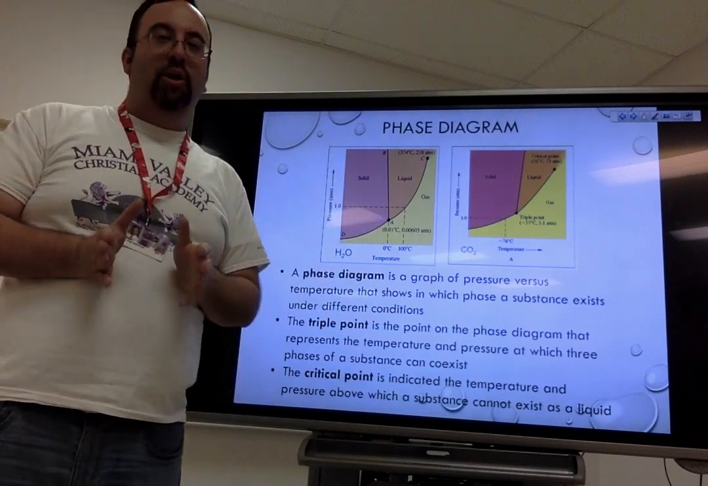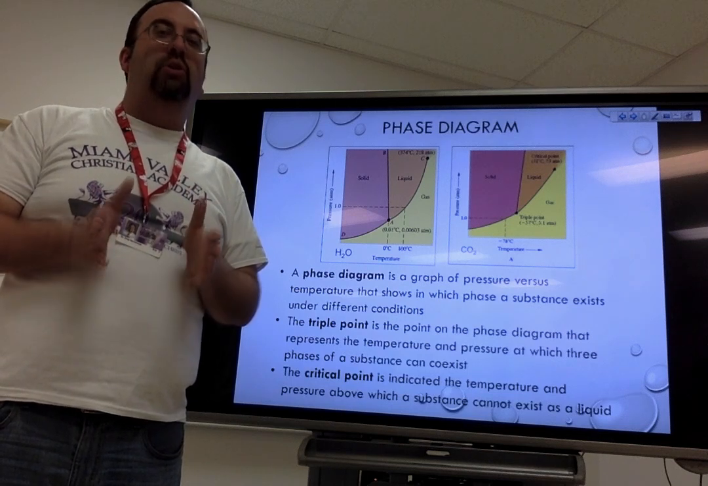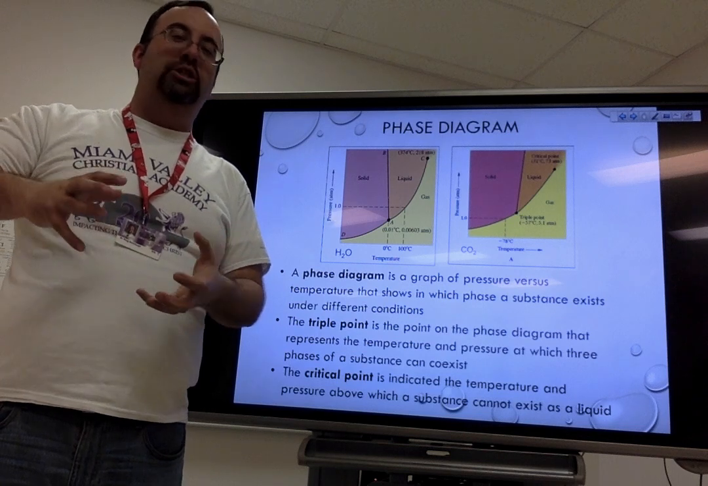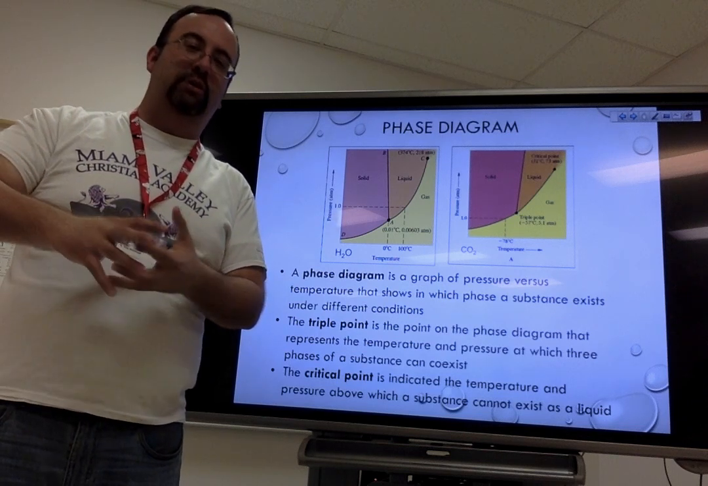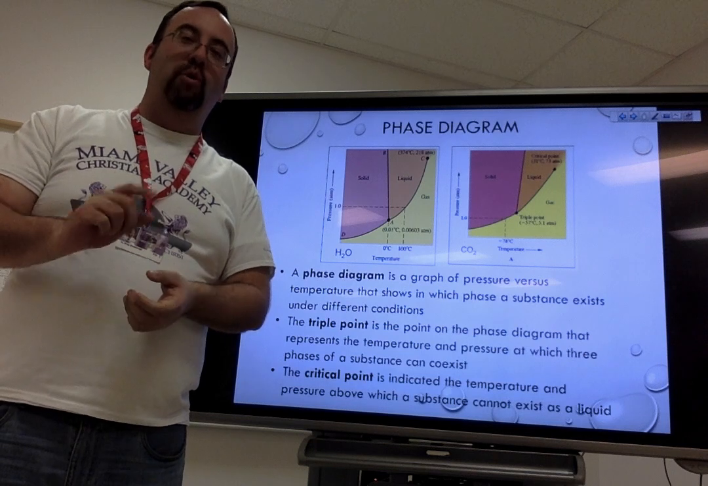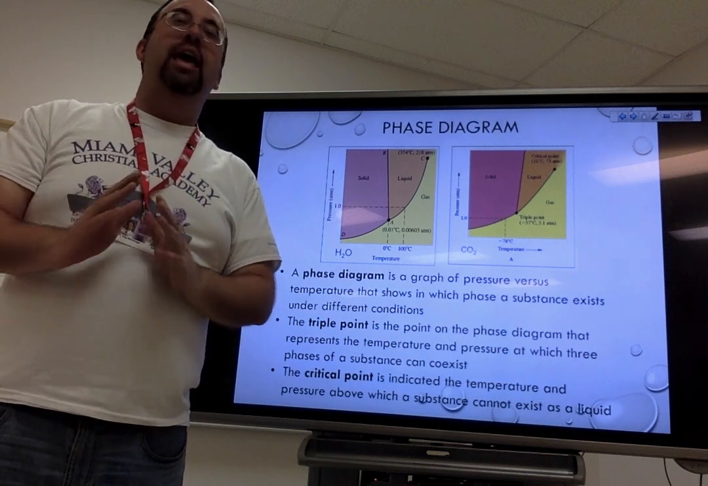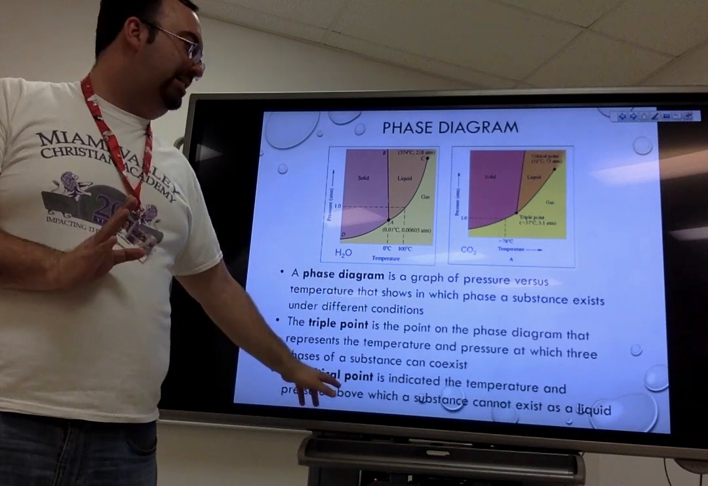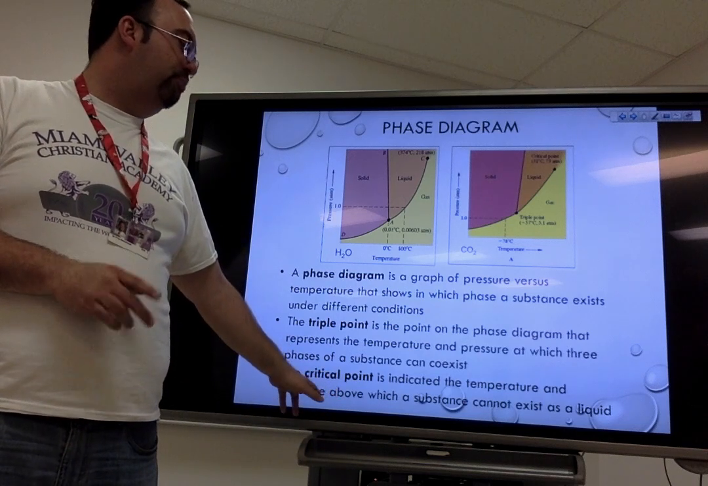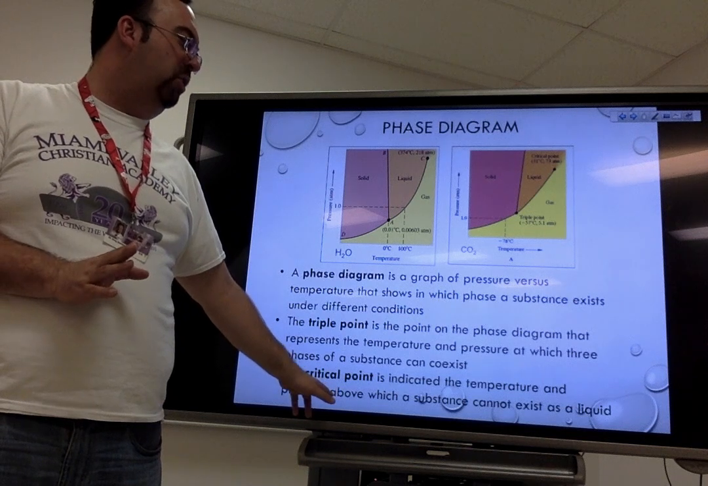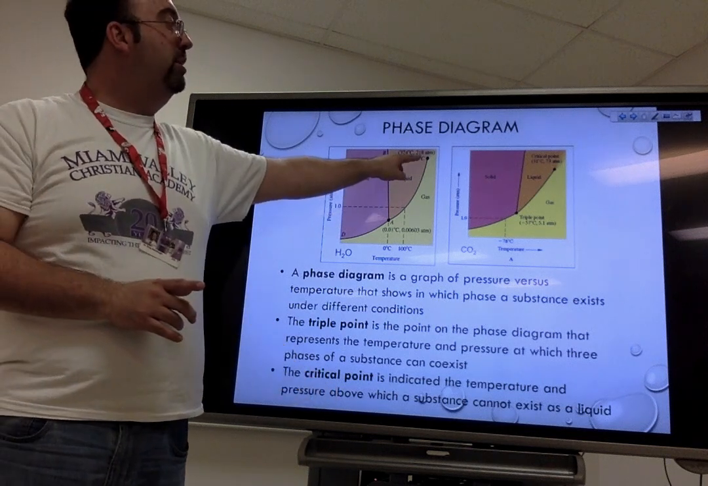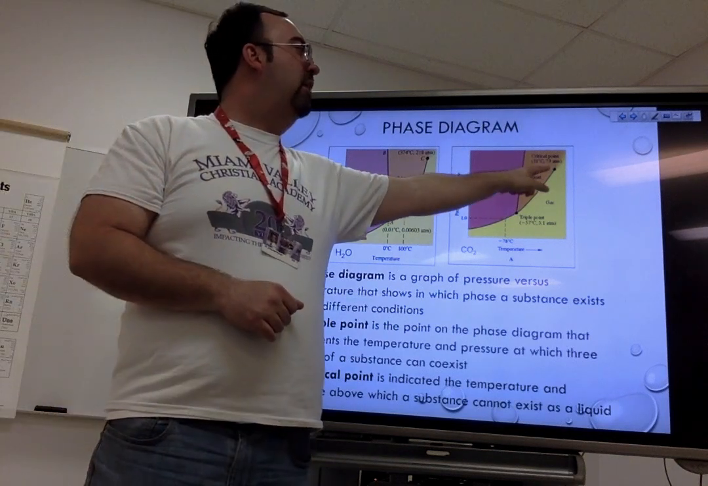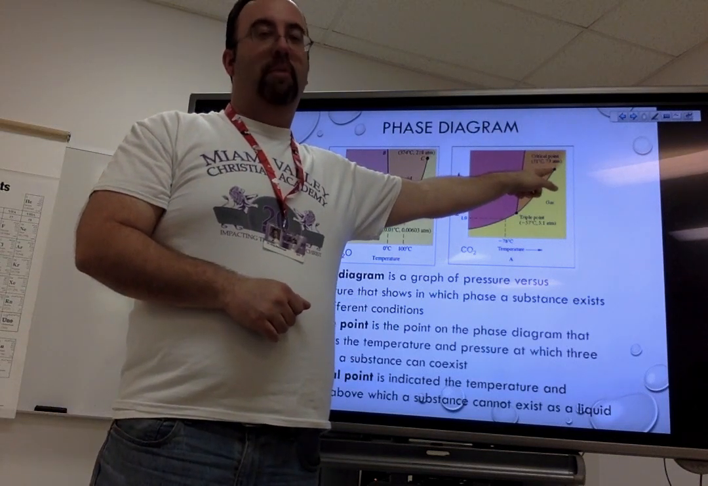Also, there comes a point where you can no longer liquefy a gas no matter how much pressure you exert on it. As you try to get the molecules closer together in order to make a liquid, there will come a point where you can no longer do that. We refer to this as the critical point. The critical point indicates the temperature and pressure above which a substance can no longer exist as a liquid. Point C on this graph is the critical point for water, and over here is the critical point for carbon dioxide.